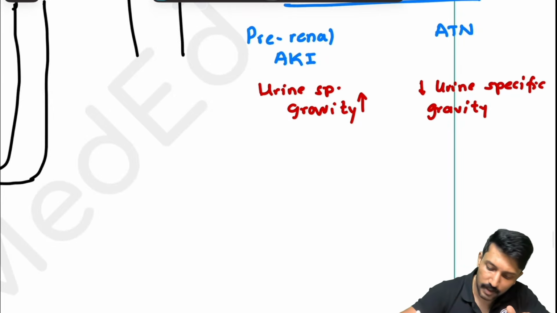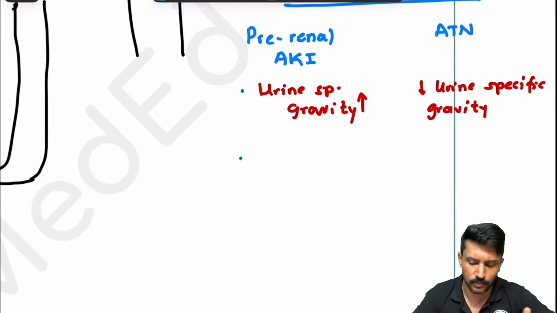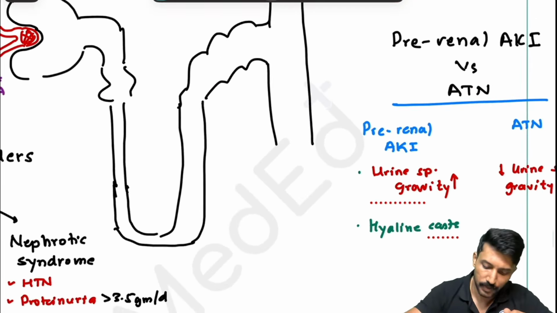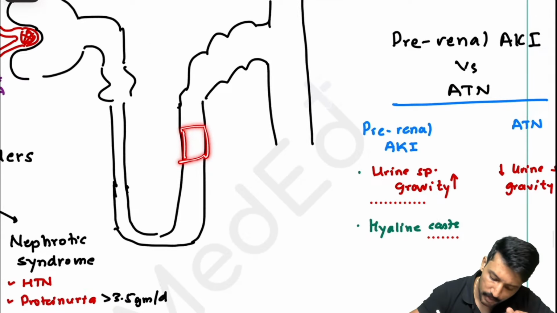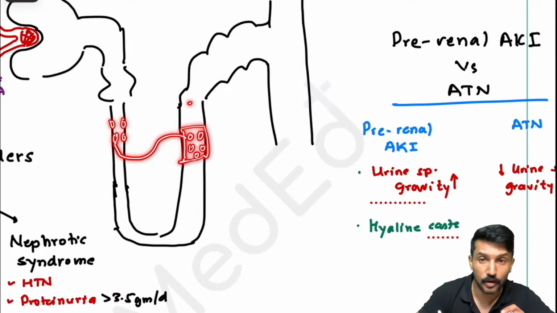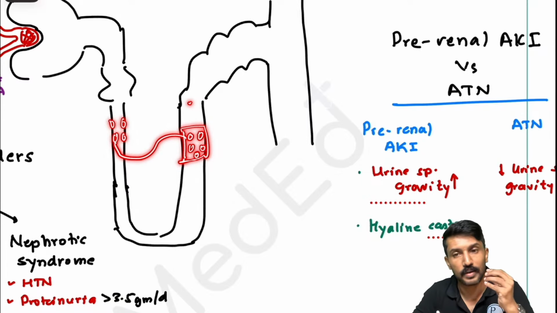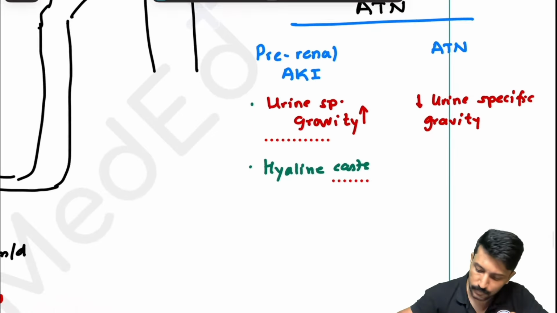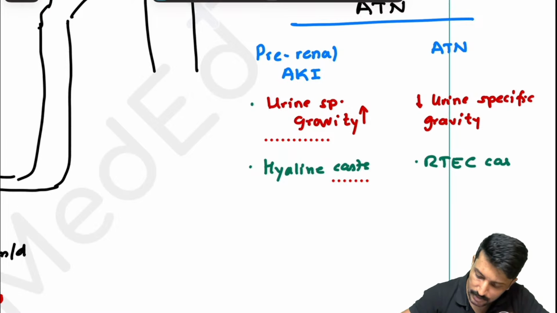Then in pre-renal AKI, we will have casts. What are the casts we are getting in pre-renal AKI? The regular cast. What is the regular cast? Which is hyaline cast. We will only see hyaline cast. But when there is acute tubular necrosis, whatever casts are being formed in the tubules, if I have acute tubular necrosis here, these epithelial cells will be shed and they will be impregnated on this cast. So we will form what is called renal tubular epithelial cell cast or RTE cast.